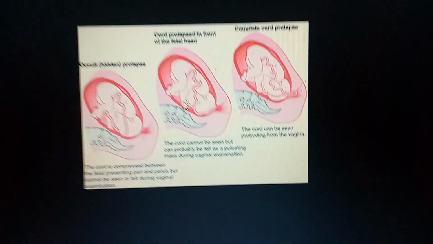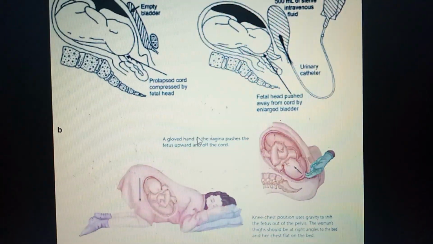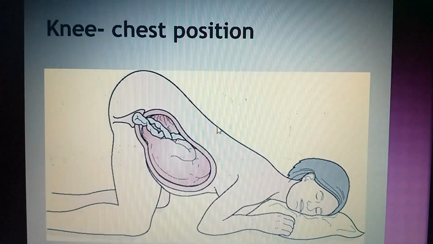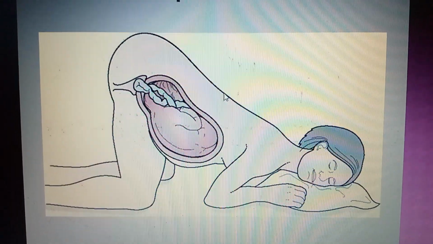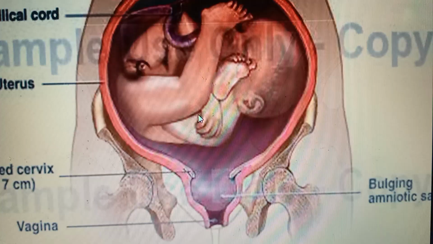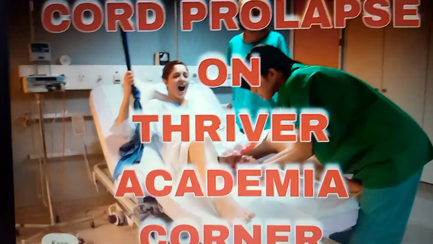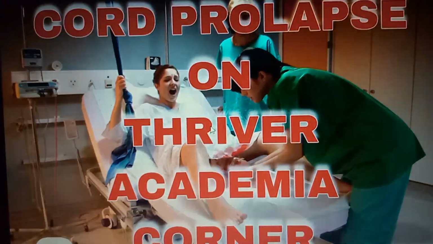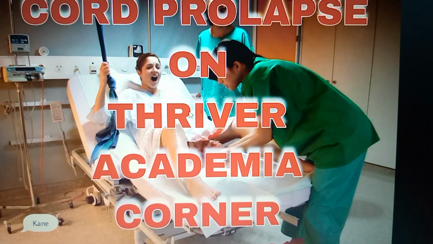When it comes to cord prolapse or cord presentations, we have got types of cord presentations. You define cord presentation as a condition where the umbilical cord lies in front of the presenting part when the membranes are still intact. That's how we define cord presentation.